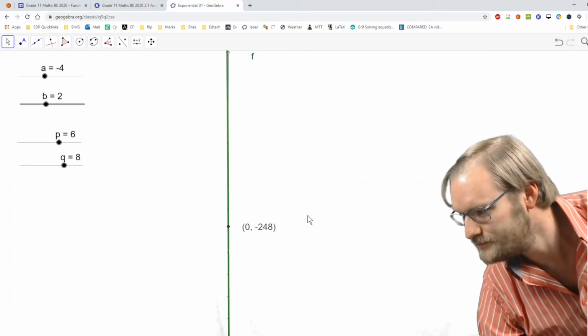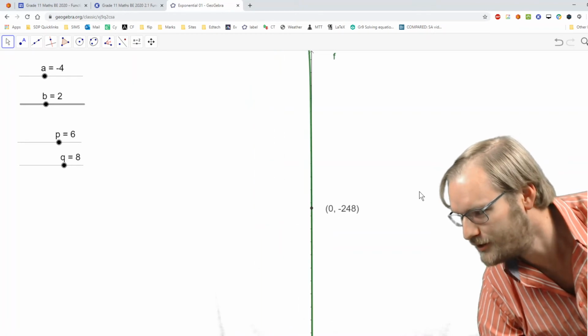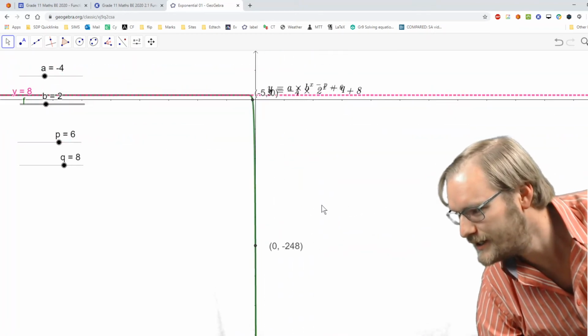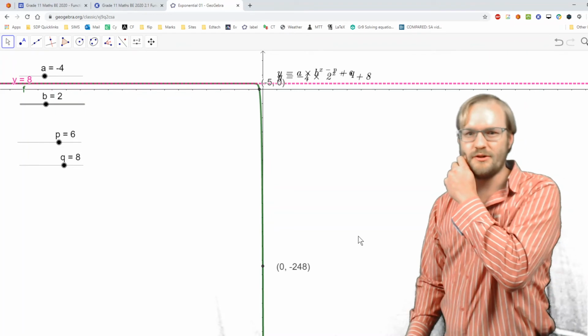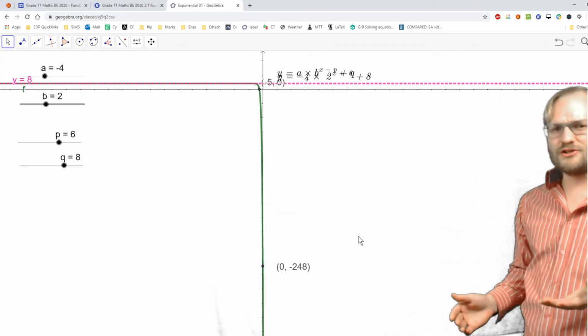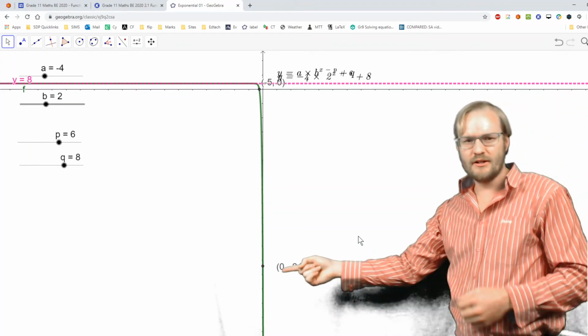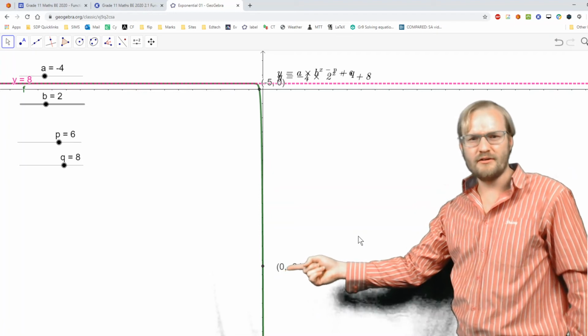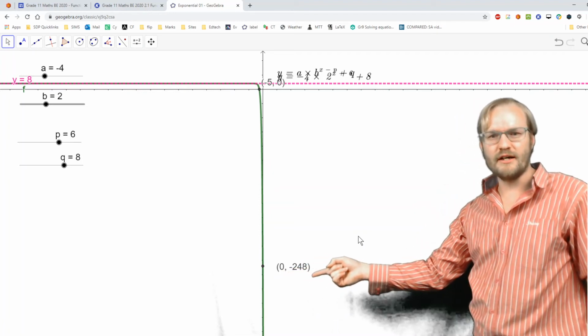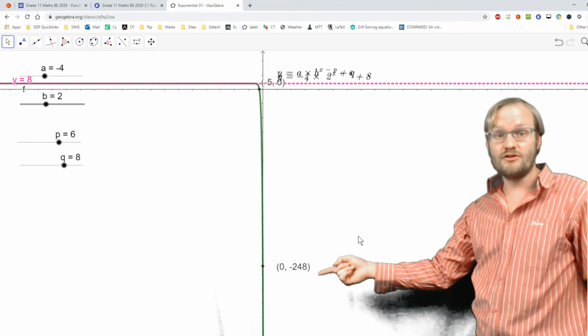And there it is. If we zoomed out and saw our function, there's our y-intercept all the way down there. How do we determine what our y-intercept is? Well, there's one thing we know: the x value is 0. So we just substitute it in to get our y value of negative 248.